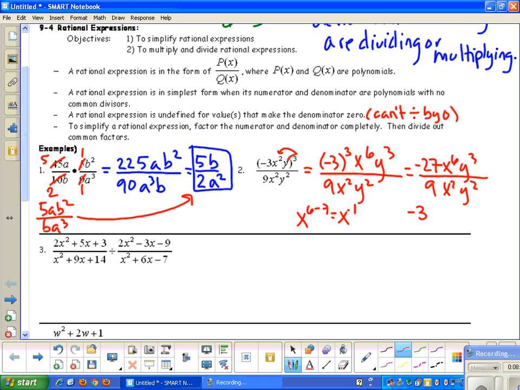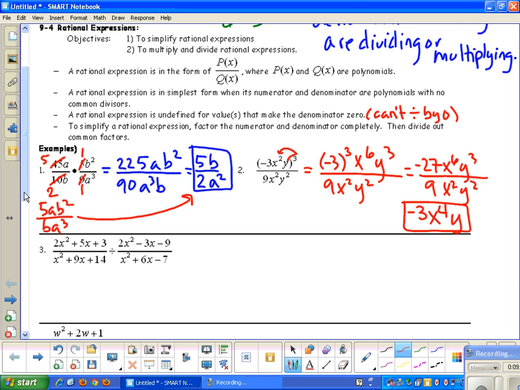No, that's a 2, sorry. So x, 6 minus 2 would give me x to the 4th power, so that stays in my numerator, so this would be x to the 4th. And y to the third over y squared would be 3 minus 2, which would be y to the first, which would also stay in the numerator. So then this right here would be our simplified solution.